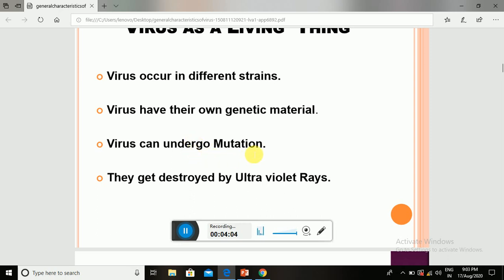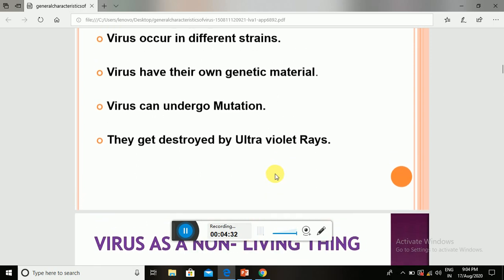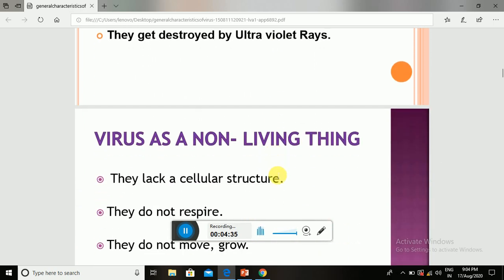Initially it was thought to be the same type of virus as SARS and MERS, but COVID-19 is a different virus from SARS and MERS because it is a mutated virus. Viruses get destroyed by ultraviolet rays. When they are exposed to ultraviolet radiation, they will be lysed. So why are viruses considered non-living things?